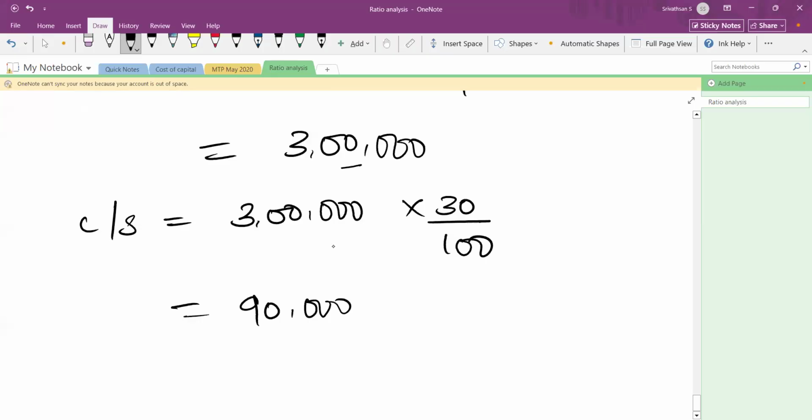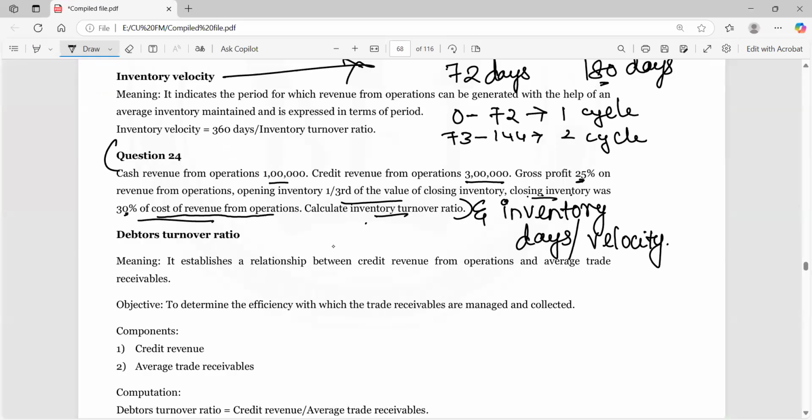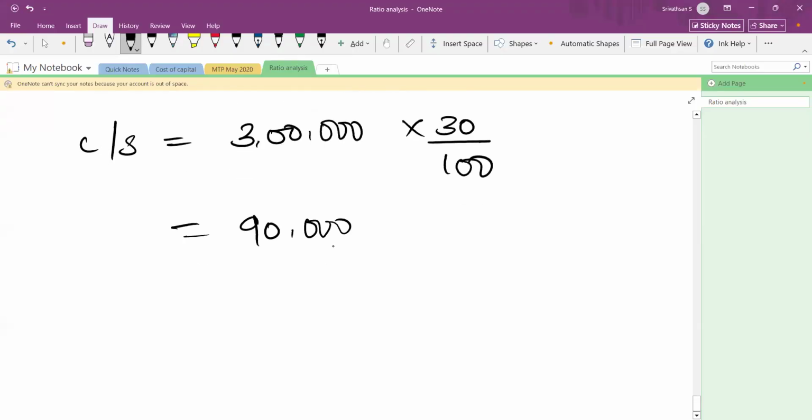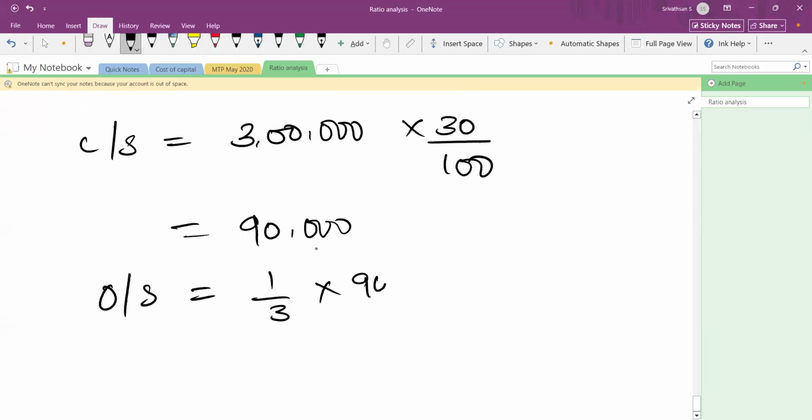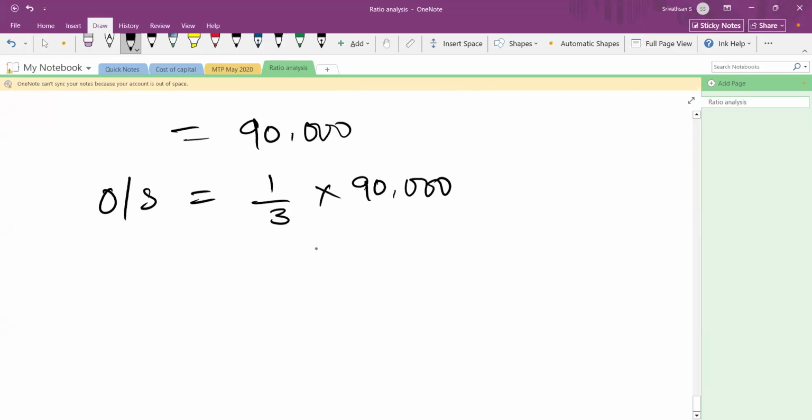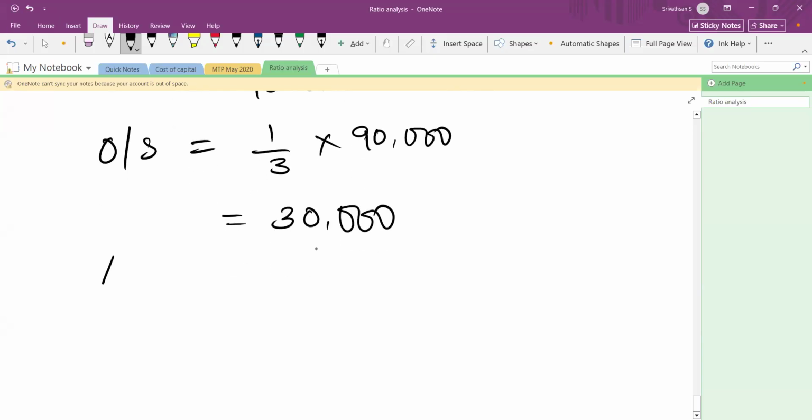In the question, it is mentioned closing stock is 30% of cost of revenue from operation, which is nothing but 30% of cost of goods sold. It is also mentioned that opening stock is equal to how much? 1/3 of the closing inventory. So 1/3 of closing inventory is 90,000. How much do we get for opening stock? 30,000. Right.